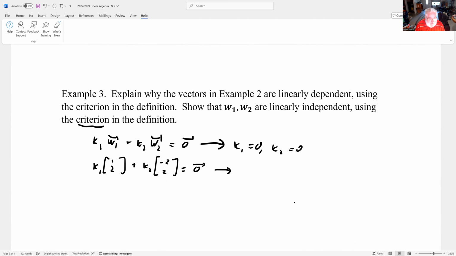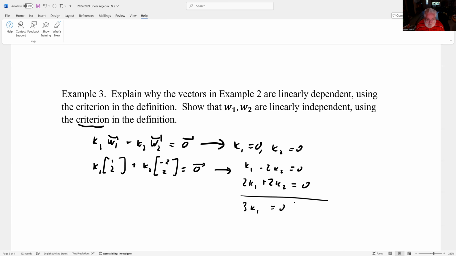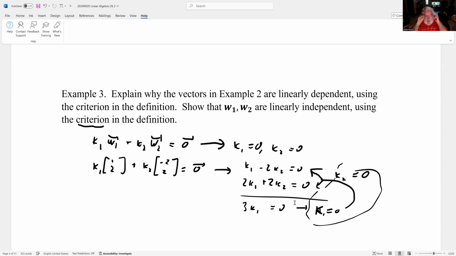We rewrite this as a pair of equations. K1 minus 2K2 equals 0, and 2K1 plus 2K2 equals 0. Add them up, we get 3K1 equals 0. That forces K1 equal to 0. And then from either equation, that forces K2 equals 0. So the only possible solution is that K1 and K2 equal 0. Geometrically, what that means is W1 and W2 in the plane point in different directions.